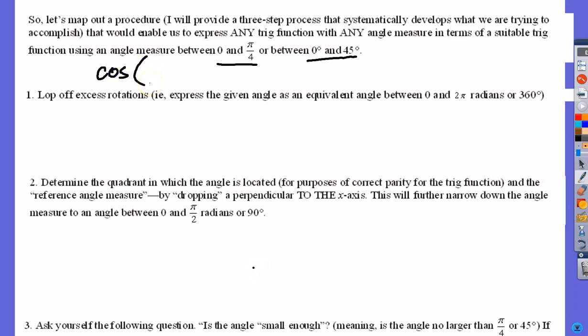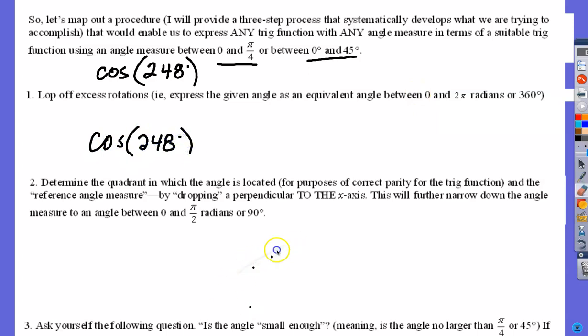Okay, so this first one, let's do the cosine of, I'll do degrees first, and then I'll do a radian. So let's do the cosine of a 248 degree angle. And my goal will be to get this down to something that is the trig operation of something that's 0 to 45, right? So that's my plan. Okay, so the first step would be to lop off any extra rotations. So if I was bigger than 360 or bigger than 2 pi, I would do that. But I already am, so I'm good on this one. I'll make the next one bigger.